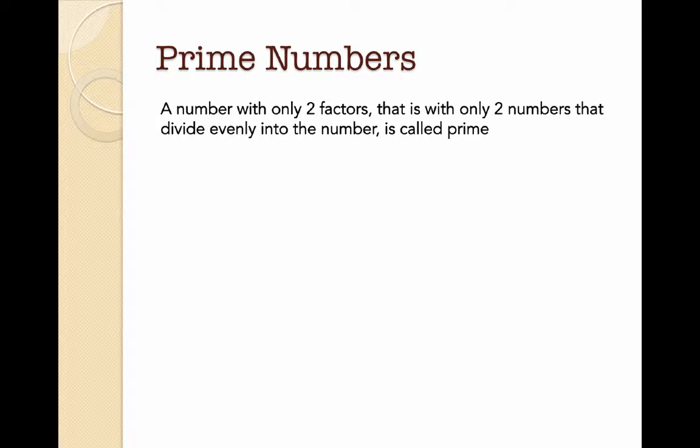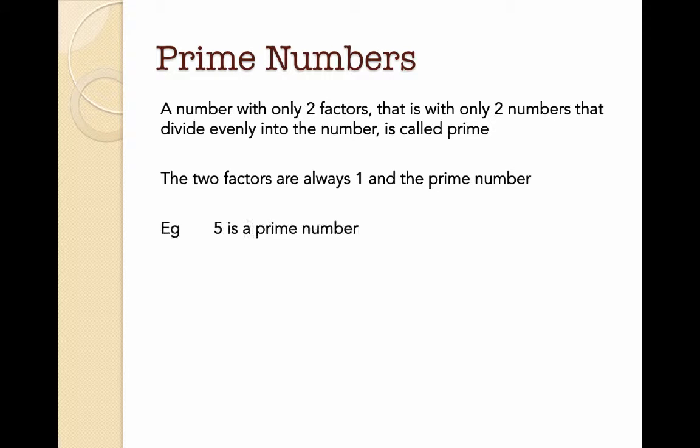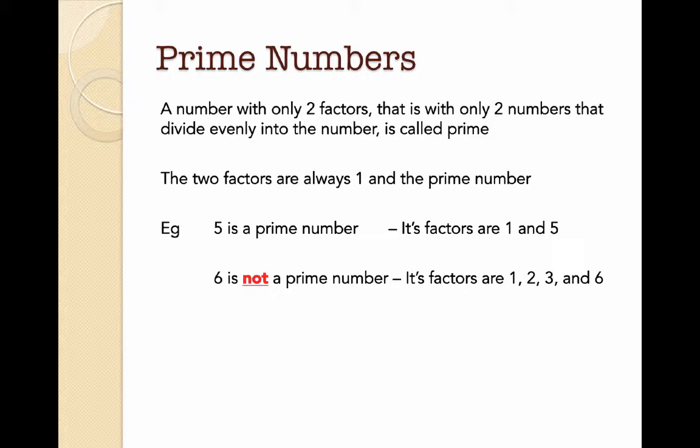They're the ones that are called prime. The two factors will always be the number 1, because 1 goes into everything, and the prime number itself, because, well, every number goes into itself. To give you an example, 5 is a prime number because it has two factors, 1 and the number 5. That is it. There's no other number that goes into 5. 6 is not a prime number because its factors are 1, 2, 3, and 6. It has more than two factors.